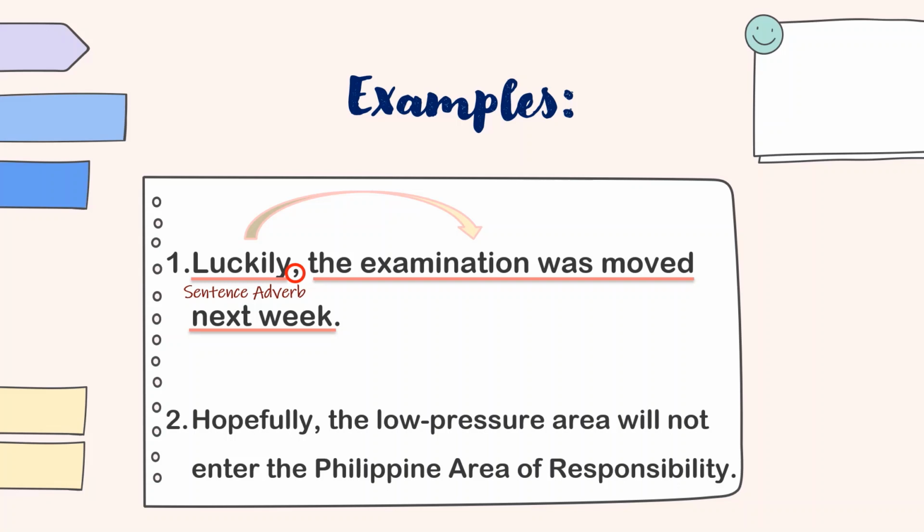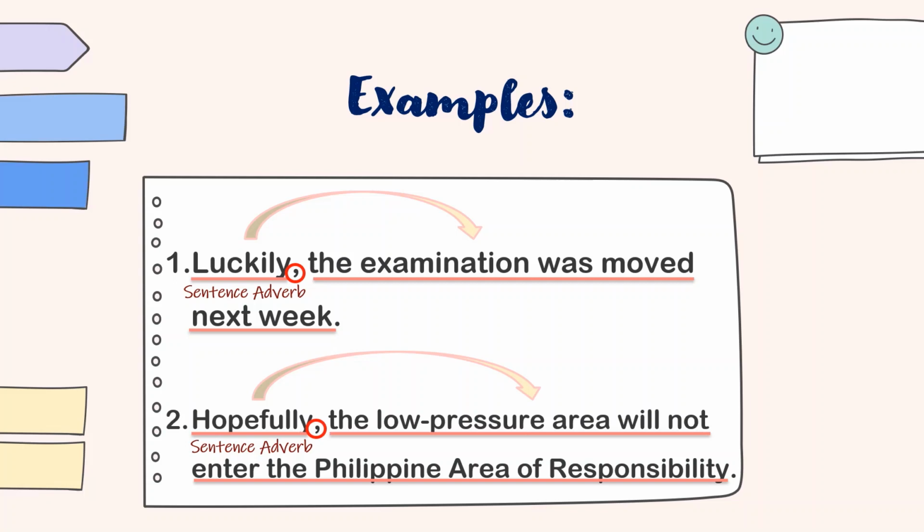Number 2, hopefully, the low-pressure area will not enter the Philippine area of responsibility. In this example, the sentence adverb is hopefully. It is still placed at the beginning of the sentence and is separated by a comma. And it tells us something about the attitude of the speaker to the given situation. Meaning, the speaker is hoping that the low-pressure area will not enter the Philippine area of responsibility.